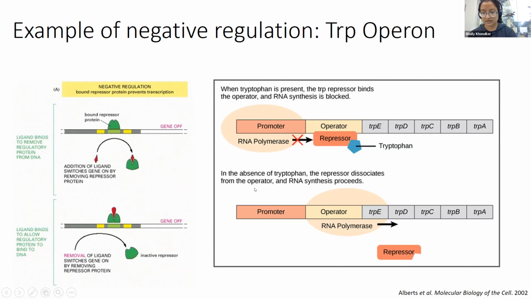In the absence of tryptophan, this repressor dissociates from the operator region, and RNA polymerase is able to synthesize RNA at this operon.